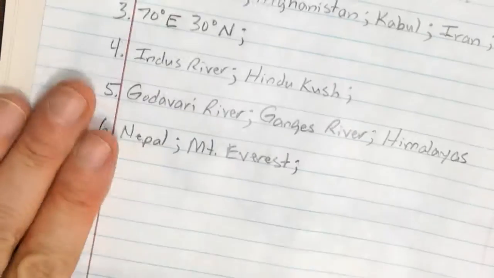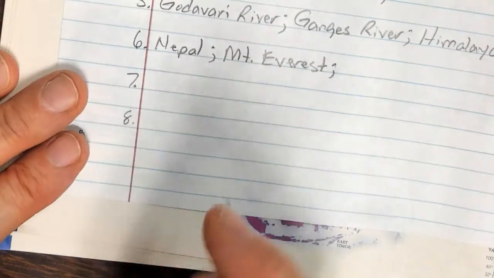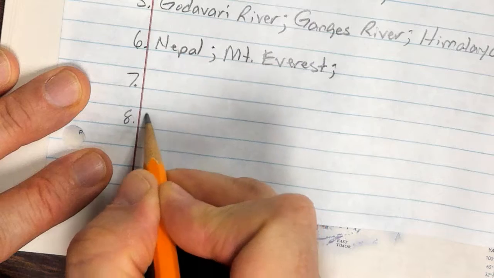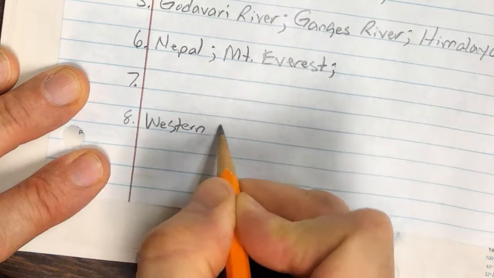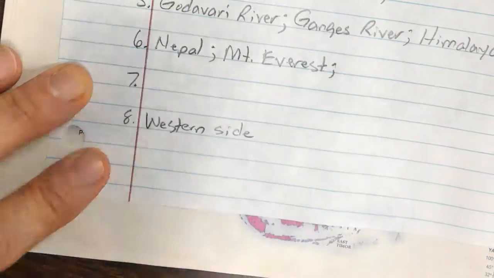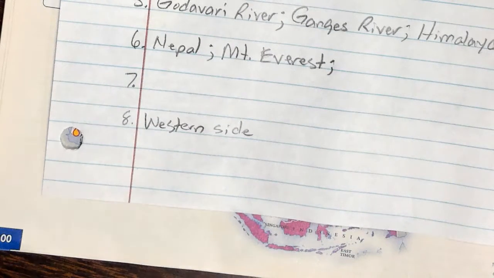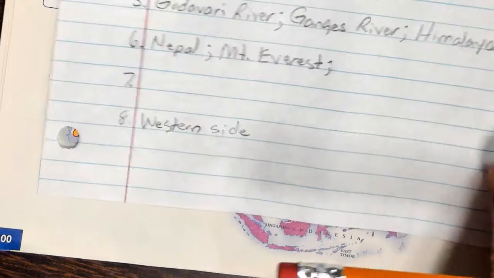Oopsie. Notice I left 7 blank because I want you to figure that out on your own. Western side. Okay? All right, last question, number 9.